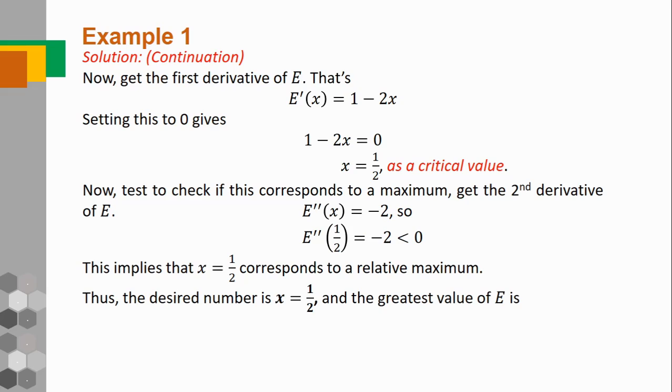Thus, the desired number is x equals 1 half. And the greatest value of e is e of 1 half equals 1 half minus 1/4 equals 1/4.